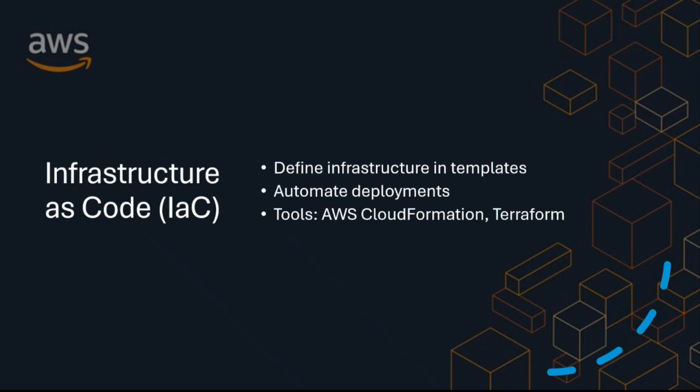Infrastructure as code is a game changer for cloud operations. Instead of manually creating resources, you define them in a template, usually in JSON or YAML. Tools like AWS CloudFormation or Terraform then deploy these resources automatically. IaC ensures consistency, reduces human error, and makes it easy to replicate environments across regions or across accounts. This is essential for DevOps and large-scale cloud operations.